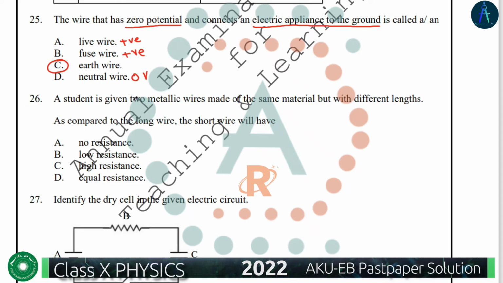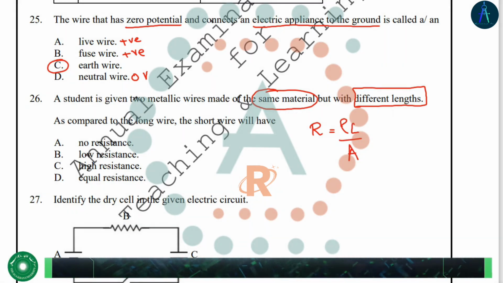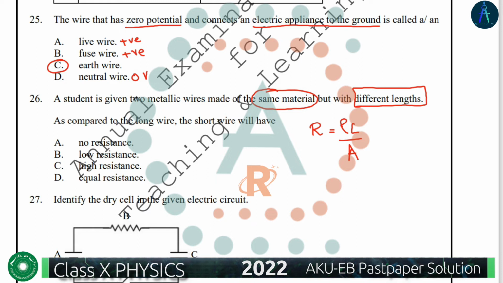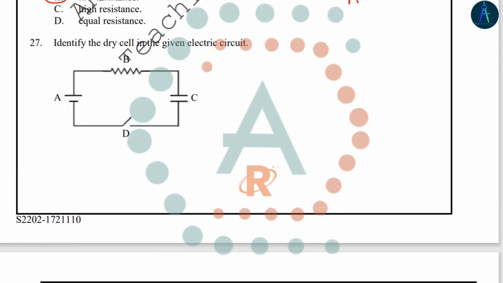Then we have question 26. A student is given two metallic wires made of the same material but of different length. We know that resistance depends on these factors: resistance is equal to rho L over A. As compared to the long wire, the short wire will have less resistance. Resistance is directly proportional to the length of the conductor. This means that if the length is decreased, the resistance will also decrease. So option B is the right answer.